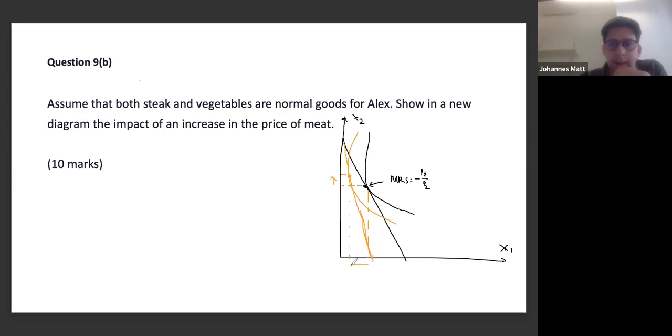So of course, for any normal good, if the price of that good goes up, you will be reducing the consumption of that good. Now, whether the consumption of vegetables actually goes up or down depends on the relative strength of the income and substitution effect, which we discussed at the beginning of the webinar. Okay, very good.